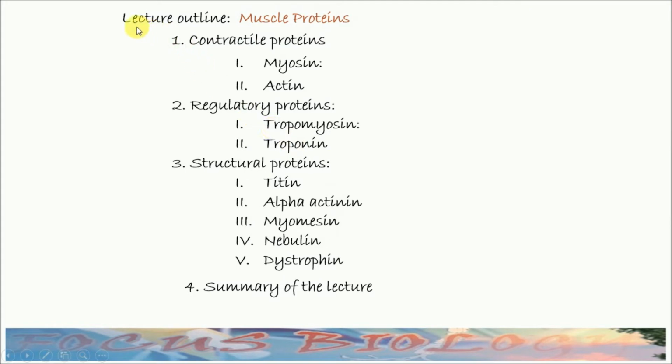This is my lecture outline. Muscle proteins. Contractile proteins: myosin, actin. Regulatory proteins: tropomyosin, troponin. Structural proteins: titin, alpha-actinin, myomesin, nebulin, and dystrophin. And summary of the lecture.